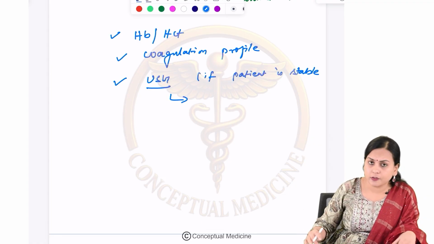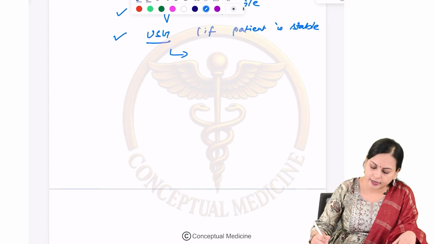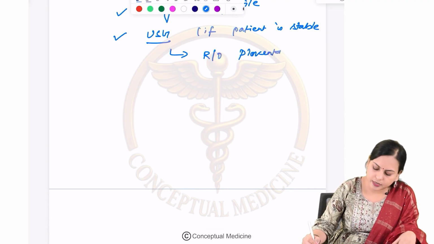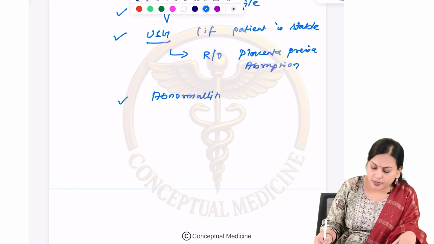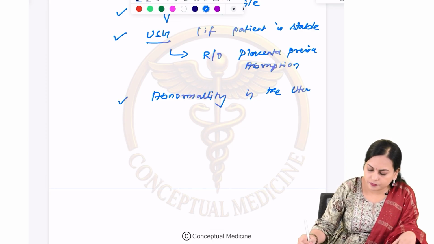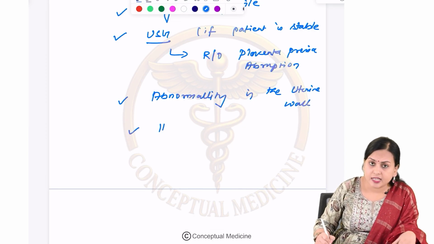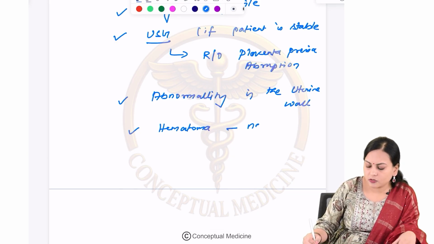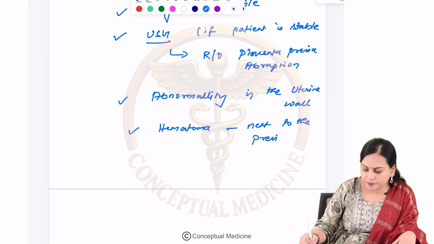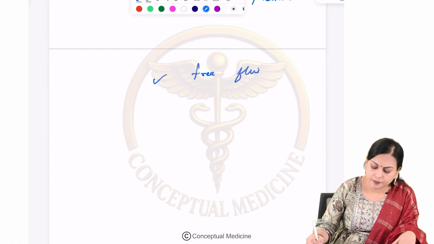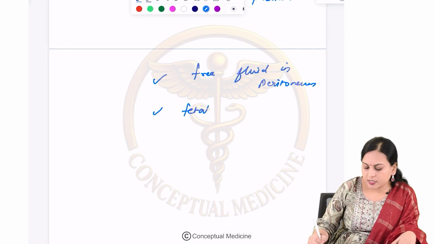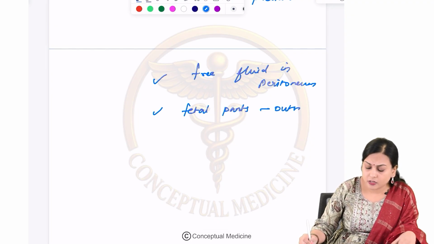Okay, and while doing USG, also rule out other causes of hemorrhage like placenta previa or abruption as well, and you have to check if there is any abnormality in the uterine wall, any hematoma present next to the previous scarred area, and there can also be free fluid in the peritoneum or fetal parts that are present outside the uterus. Okay.